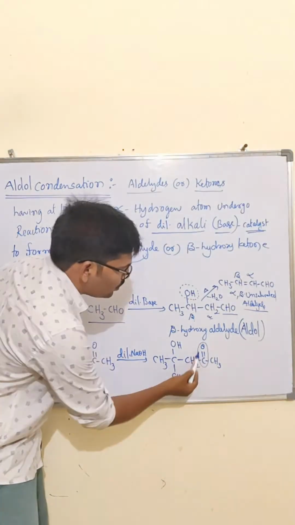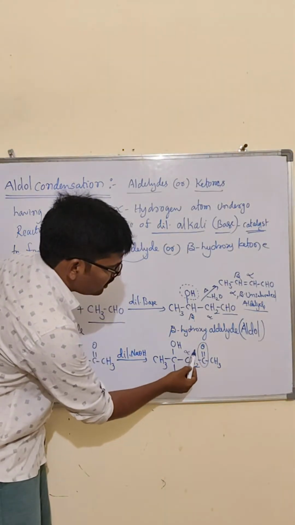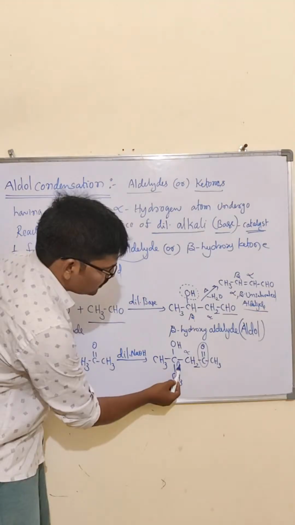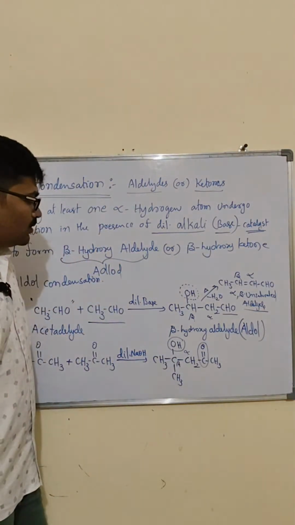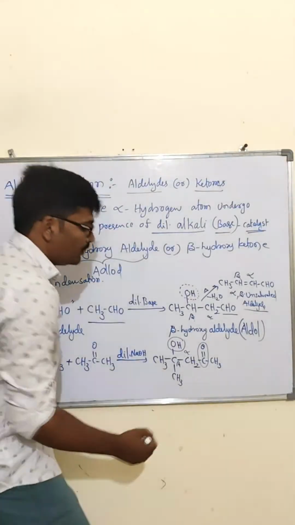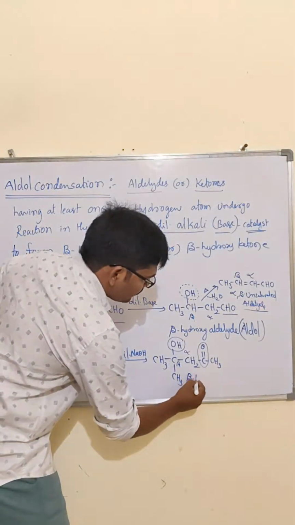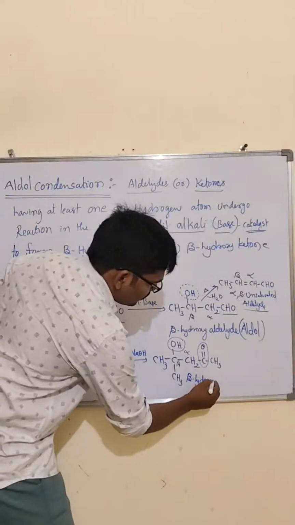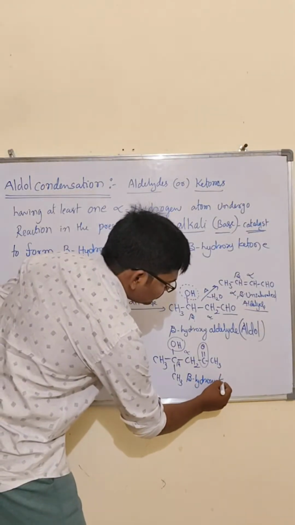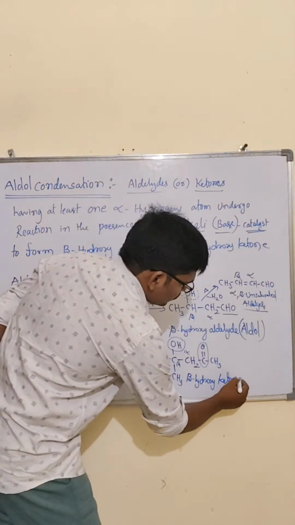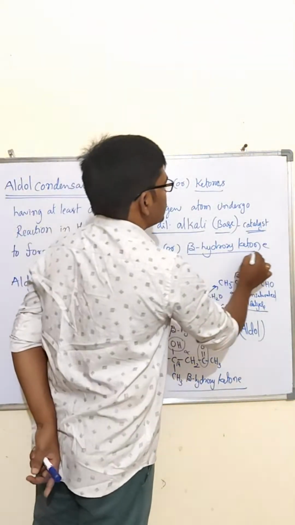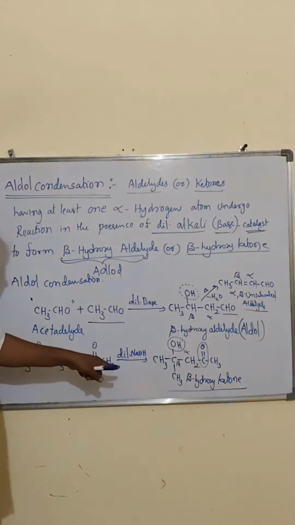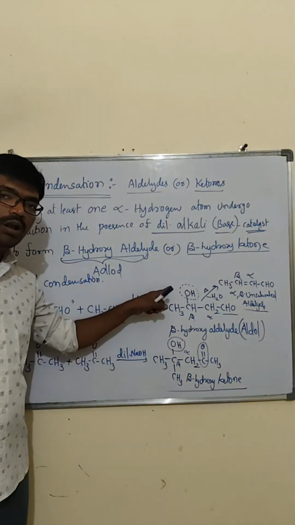The carbon attached to the ketone is alpha, and the carbon attached to alpha is beta. So beta having OH, that is what we call beta hydroxy ketone. So beta hydroxy aldehyde or beta hydroxy ketone, both we are calling aldol.